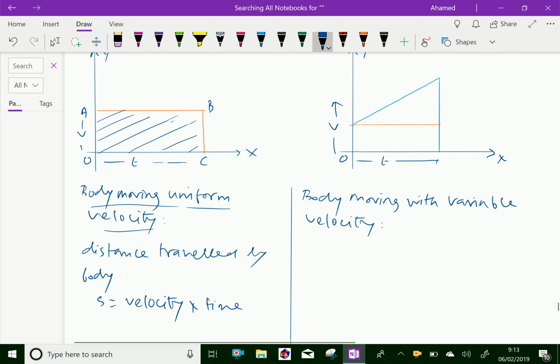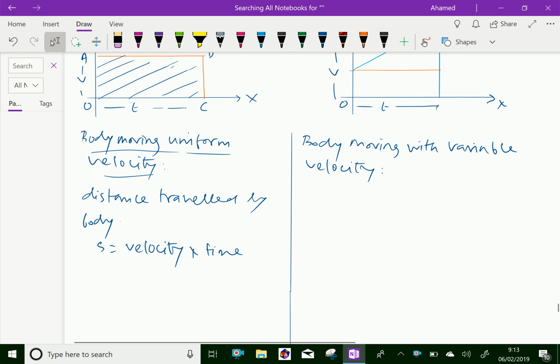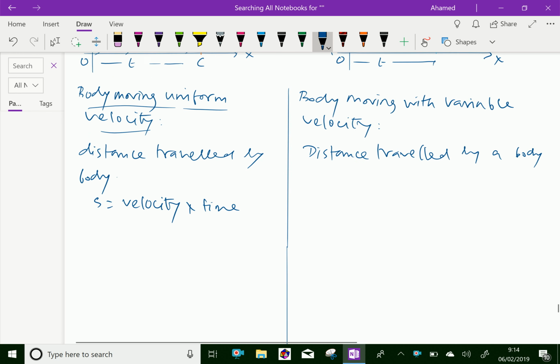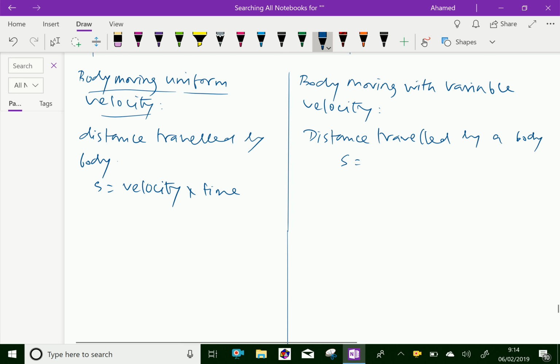Now this figure contains two figures: one is a rectangle, the other is a triangle. First, the distance traveled by a body can be given by the formula s equal to ut plus half at square. Here u is the initial velocity, t is the time, and a is the acceleration. Here s is the distance.